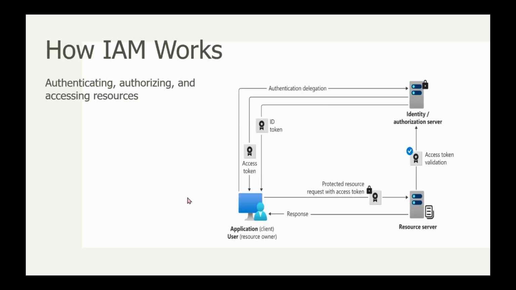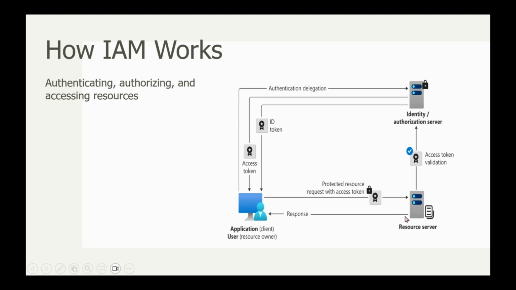Okay. So here, how IAM works. See friends, in this diagram, three components are there. One is the application, another one is the resource server, another one is the identity authorization server. So friends, consider any e-commerce application like Amazon, Flipkart, Myntra, anything. When you log in to the application, you want to see your previous purchase orders, invoices, current order. You need to send the request from the client application to the resource server, right?